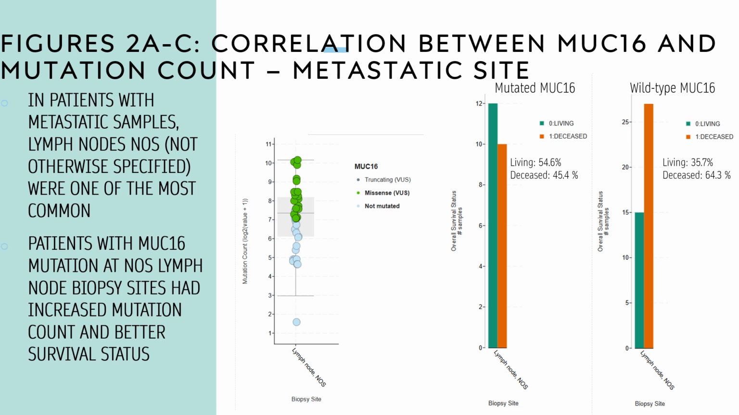Moving to the right two figures, we can see a pretty stark difference in terms of how patients with their biopsy site being at the lymph node, non-specified locations of the lymph node, show the overall survival. In the left one, you see that patients with the mutated MUC16 gene, 54% show that they are living, with only 45% showing deceased. However, those without that mutated MUC16 gene, it jumps to about two-thirds in the other direction, where almost two-thirds are deceased and only one-third are living. This is a relatively drastic change, and it really shows how mutations of this gene can really impact survival for patients.